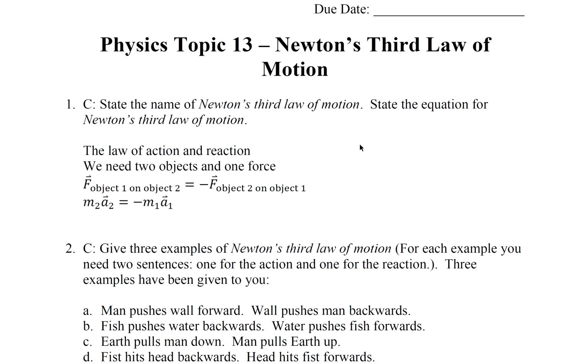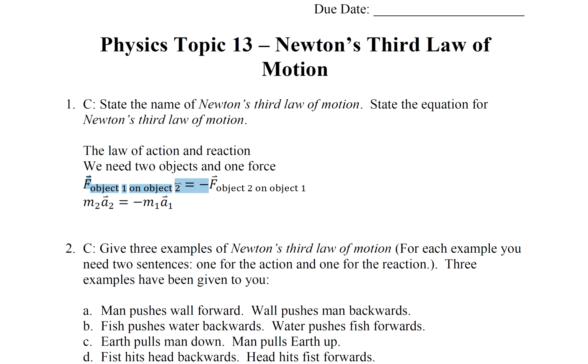We need two objects and one force. So the equation is the force of object 1 on object 2 is equal to minus the force of object 2 on object 1. So these forces are equal in magnitude and opposite in direction. On the left side we have a plus sign, and on the right side we have a minus sign. So they're opposite in direction, but they're equal in magnitude.